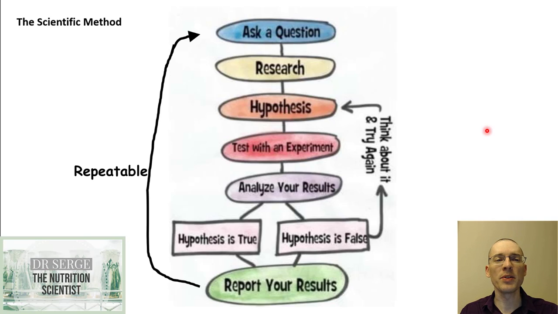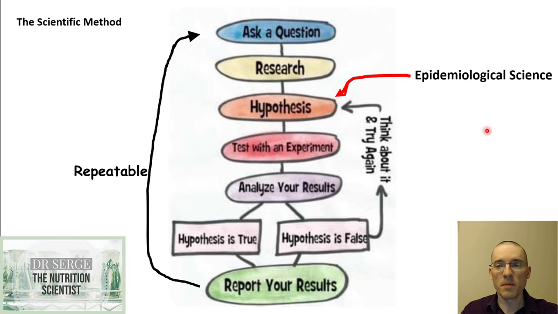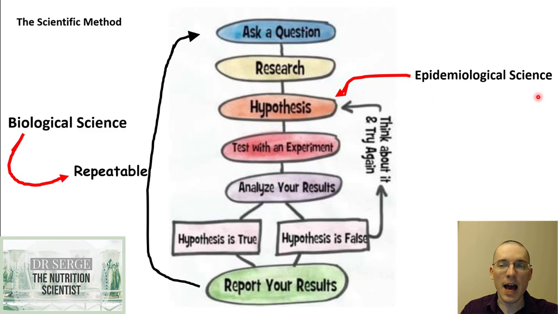To go back to the 7 steps of the scientific method, I want to include these 2 types of science in these 7 steps. Epidemiology can only give rise to hypotheses, like I just explained with smokers and non-smokers. So we can hypothesize that smoking leads to lung cancer. This is based on epidemiology. On the other side, once we have this hypothesis, we can design experiments to test that hypothesis. This is called biological science, like we just talked about.